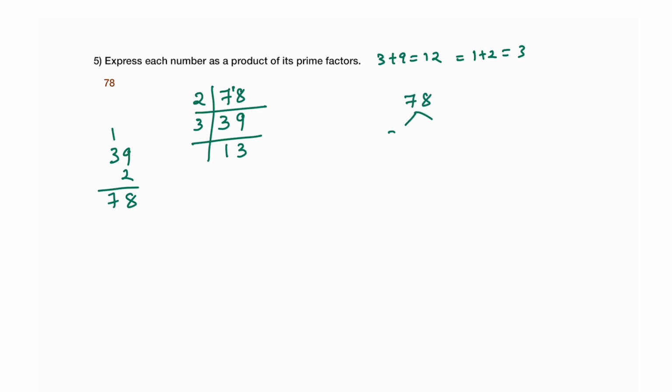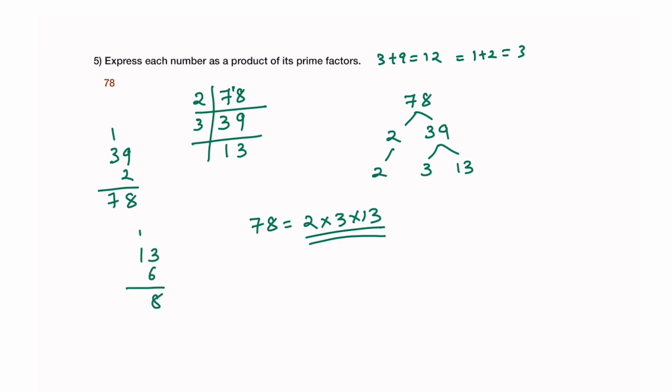78, that's 2 times 39, right? 2 comes down, then this we divide by 3, so that's 3 times 13. So it remains the same, right? So 78 equals 2 times 3 times 13. Confirm your answer. 2 times 3 is 6. 6 times 13 is 78. So 13 times 6, 18. 1 here, that's 6 and that's 78.